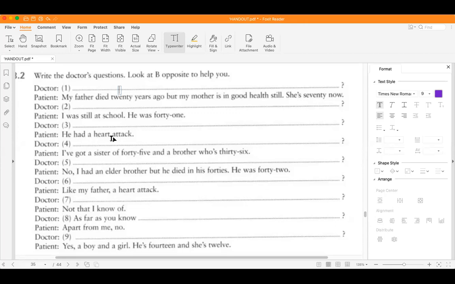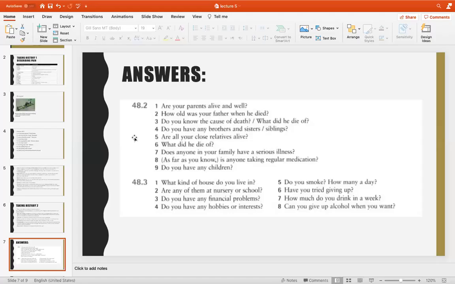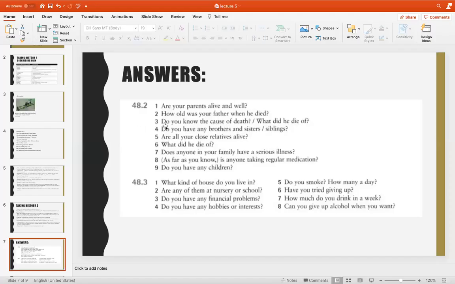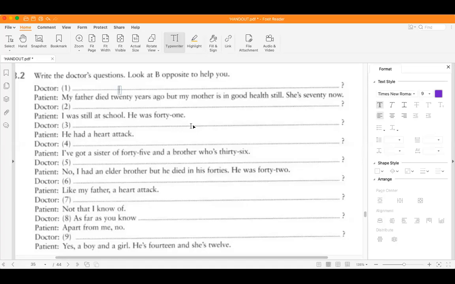He had a heart attack. So the question here will be, do you know the cause of death, or how did he die, or what is the cause of death? Number 4, I've got a sister of 45 and a brother who's 36. So the question will be, do you have any siblings?